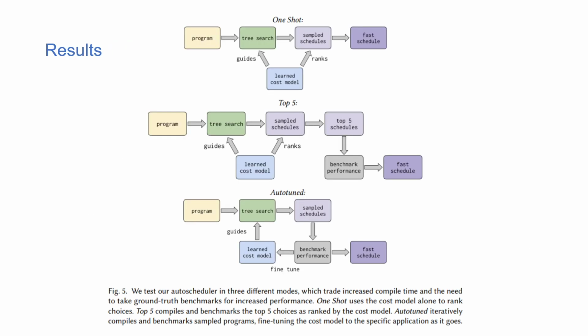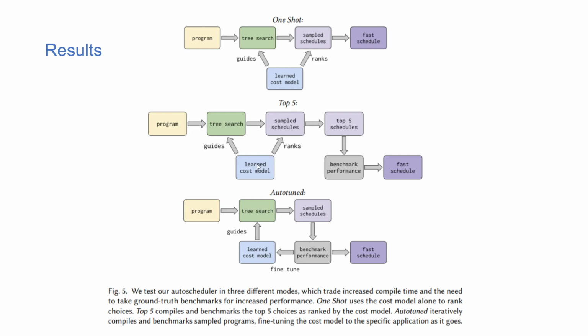Now let's go to the results of this autoscheduler. For the results, the authors are using 3 different configurations. One of them is the fastest one, which is one shot. You just keep the program, and using the cost model, you rank the sample schedules and pick the fastest one. This alternative is the fastest in compile time but the least effective, and another is the most effective but the slowest, and this one is in between in both computation time and effectiveness.